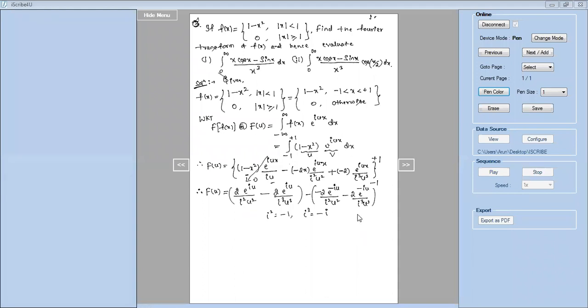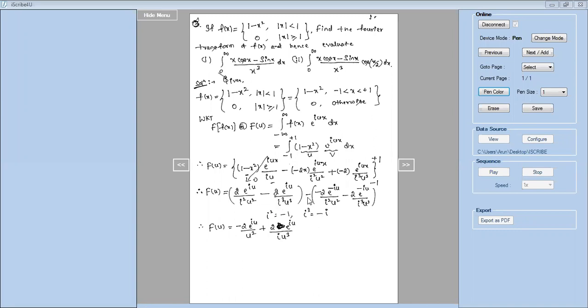So therefore, f of u equals, I square is minus 1, means it is minus 2 e power I into u by u square. Now this is I cube, and I cube is minus I. Minus I into this minus, it is plus 2 e power I into u divided by I cube. Correct? So I'm just putting I cube equal to minus I. Minus into this minus, plus I will remain.